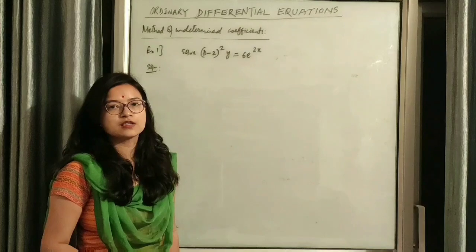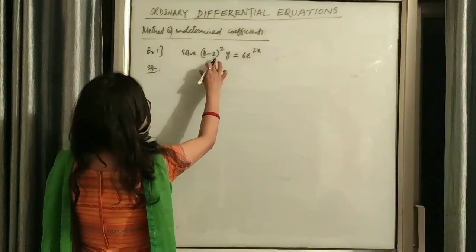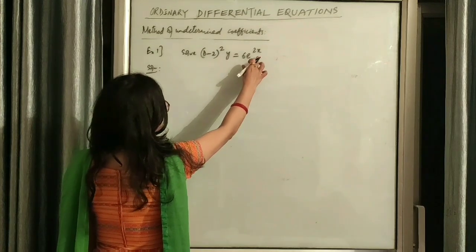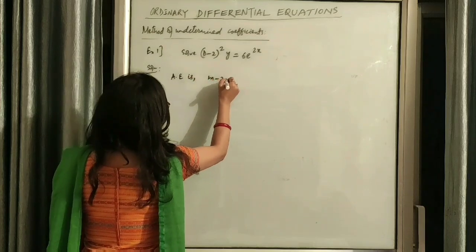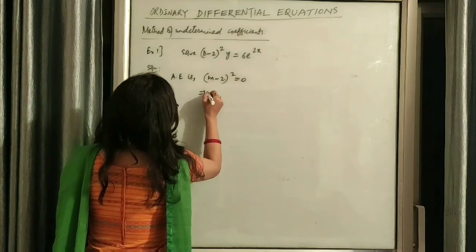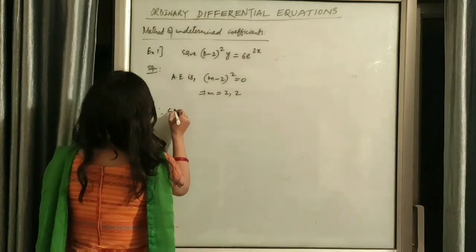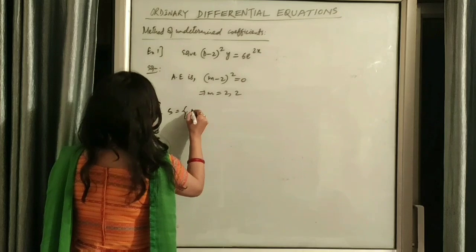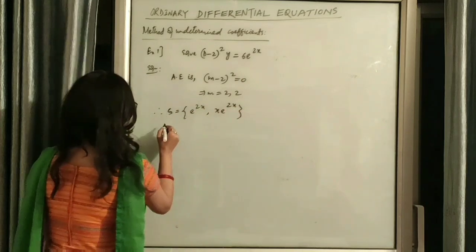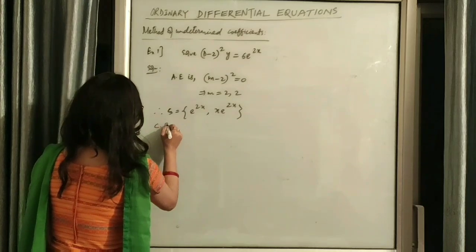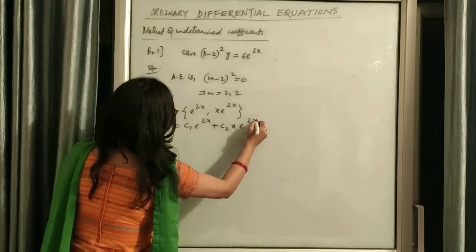So to understand the case, let's take one simple example. (D minus 2) whole squared y is equal to 6 e to the power 2x. First we will consider the auxiliary equation here. So solving this, we have a double root. Therefore, the solution set S is e to the power 2x, x e to the power 2x. And the CF is C1 e to the power 2x plus C2 x e to the power 2x.